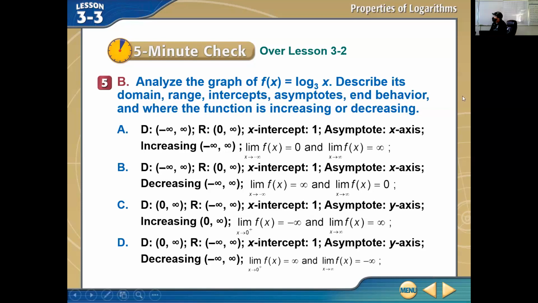So looking through our answer choices here, it looks like our answer choice is going to be C. That's because we have an increasing function. The domain, 0 to positive infinity, that's true. Range, unlimited, all real numbers. X-intercept of 1, asymptote, y-axis. It's increasing from 0 to positive infinity. End behavior here, that's perfect. And that's perfect as well.